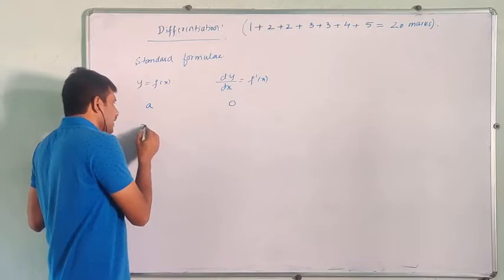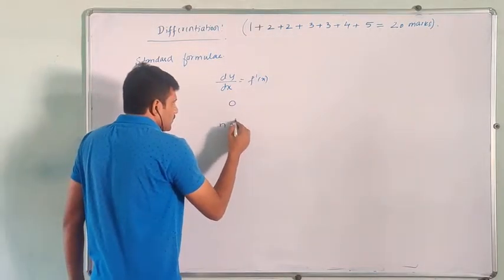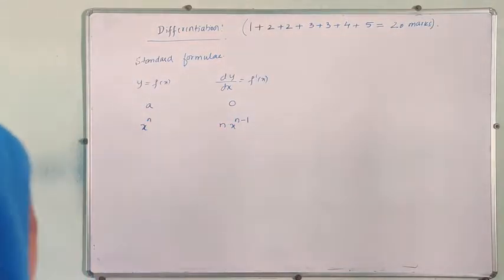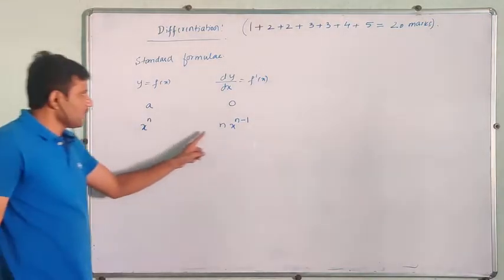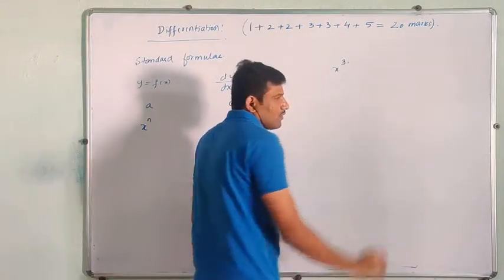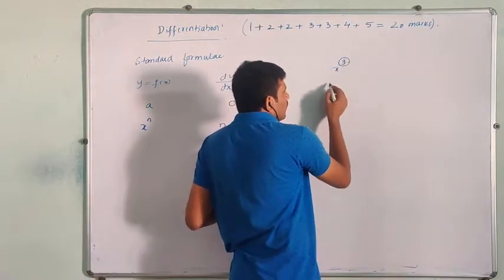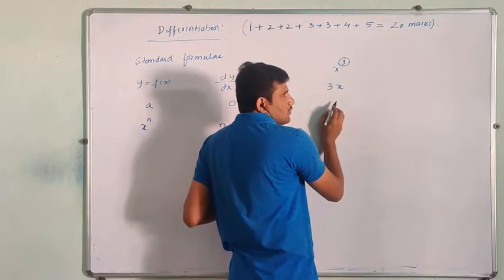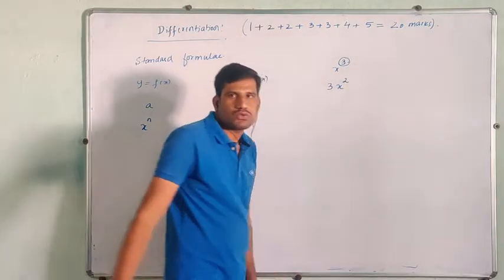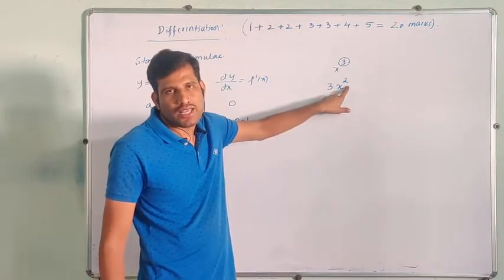The derivative of x raised to n is n into x raised to n minus 1. For example, what is the derivative of x cube? This is of the form x raised to n, where n is equal to 3. So n into x raised to n minus 1, and 3 minus 1 is 2. That power we have to write here, reduced by 1. So that is 3x square.